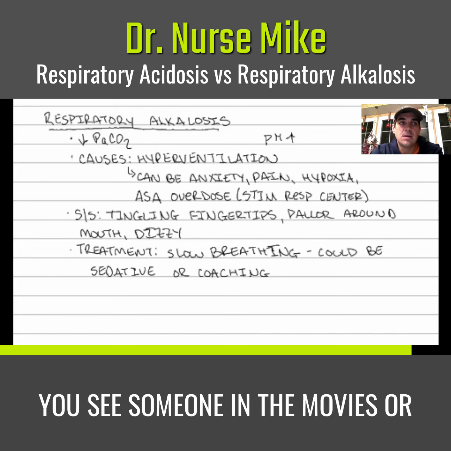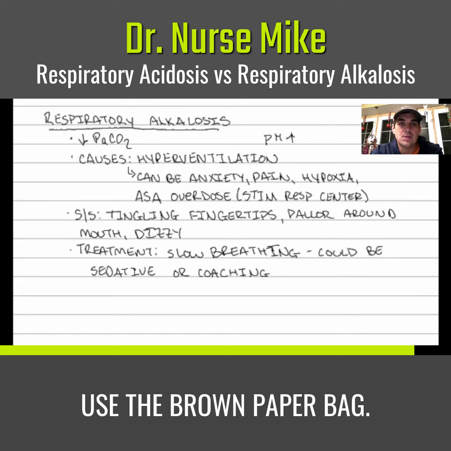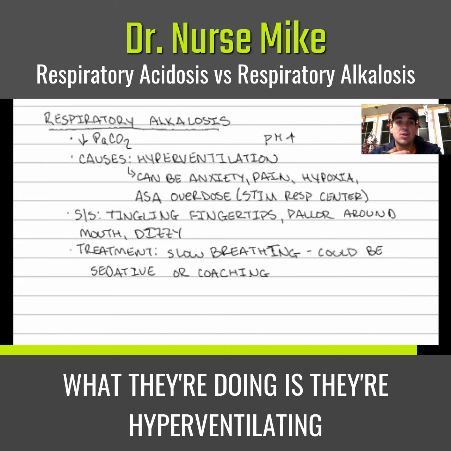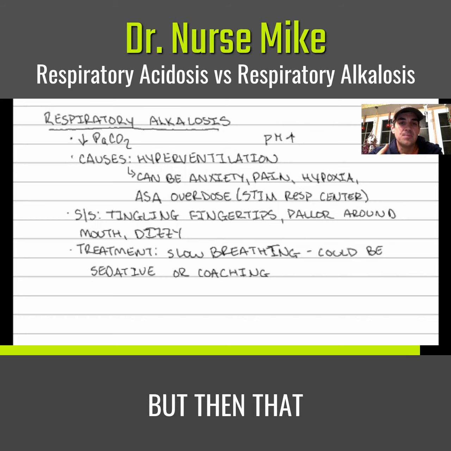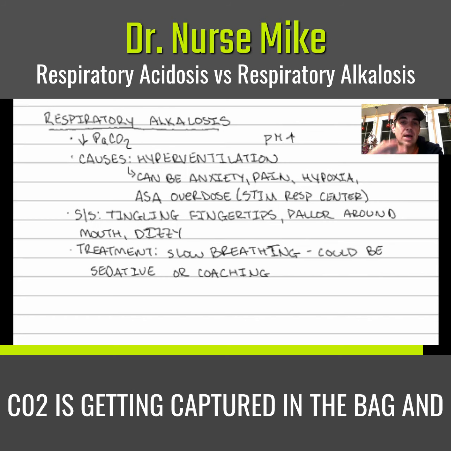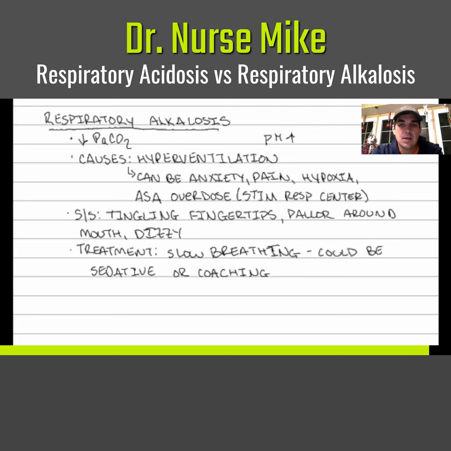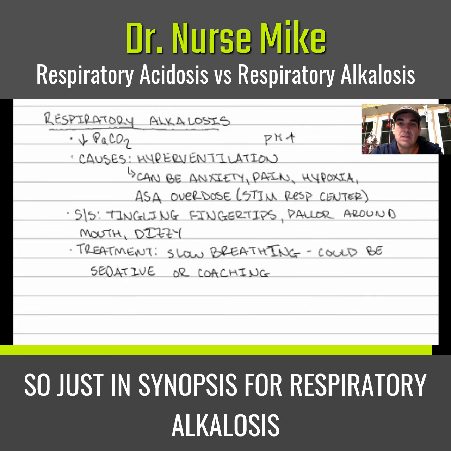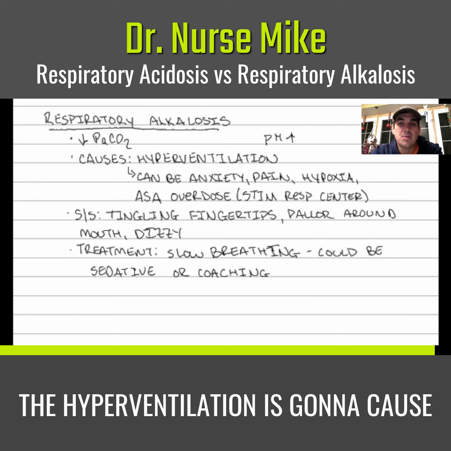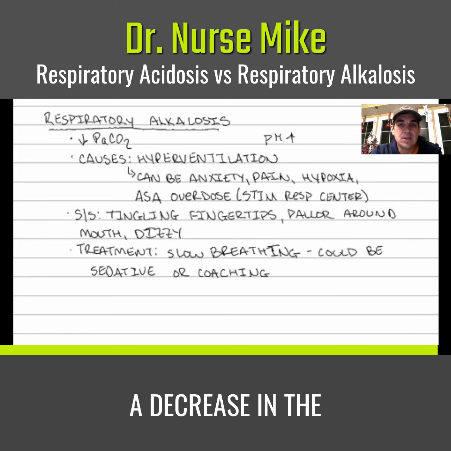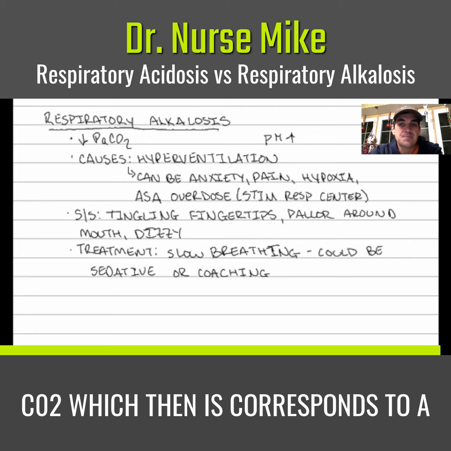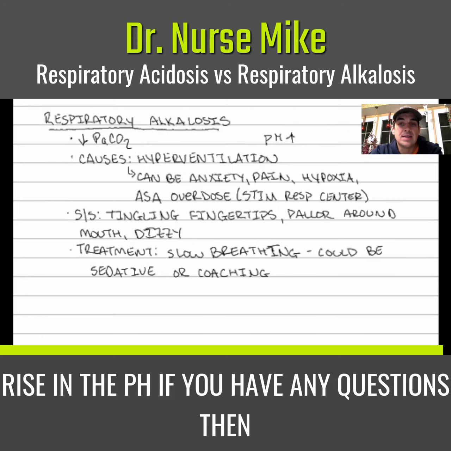If you see someone in the movies or something use a brown paper bag, what they're doing is they're hyperventilating, so they're breathing out a lot of CO2, but then that CO2 is getting captured in the bag and they're breathing some of that back in, which then helps to normalize their CO2 levels. So just in synopsis for respiratory alkalosis, the hyperventilation is going to cause a decrease in the CO2, which then corresponds to a rise in the pH.